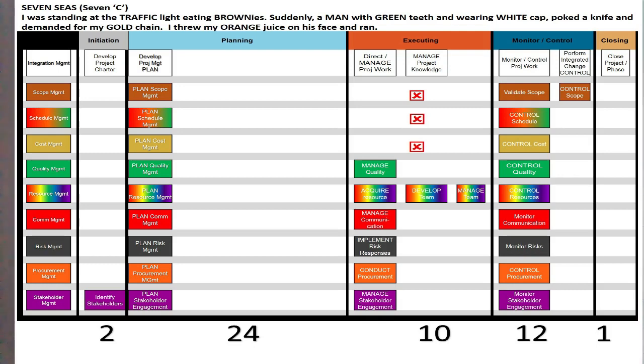C stands for what? C stands for control. Right, so let's see under monitor control, how many controls are there? First of all, you have the white, which is perform integrated change control, and then you have control scope, you have control schedule, you have control cost, you have control quality, you have control resources, you have control, what else? Procurement, control procurement. So these are the 7 C's that are available, right? So easy so far, right? So far you can take it, so far you can remember. If you not, just go through this video again and replay it again so that you can remember them. Alright, next one, after 7 C's.